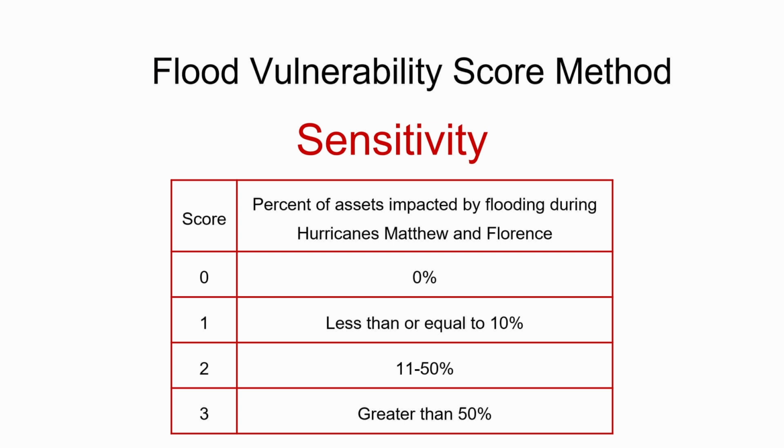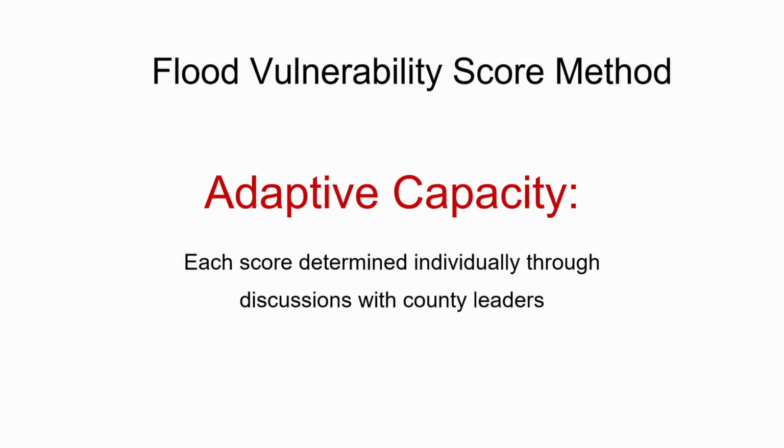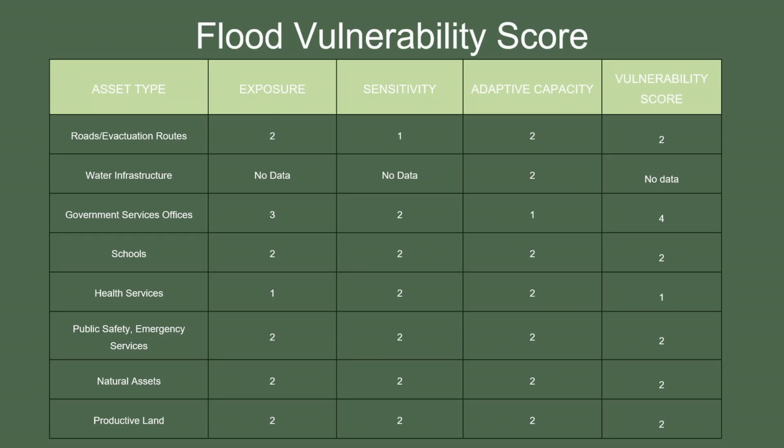For sensitivity, we were looking at the percent of assets impacted by flooding during Hurricanes Matthew and Florence using those historical flood maps. And we have the same numerical ratings. And then for adaptive capacity, we met with county leaders to individually determine the adaptive capacity scores for each asset. We figured they would know better, especially in their specific areas, and that led us to create this table. The highest possible vulnerability score that could be earned is a 6, and the lowest is a 0.